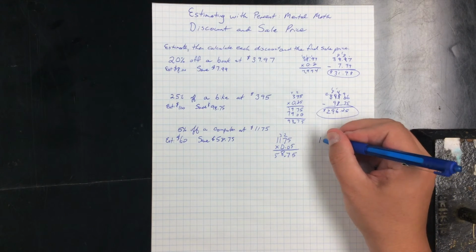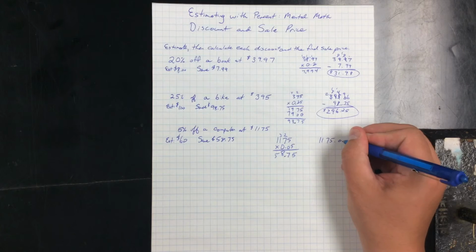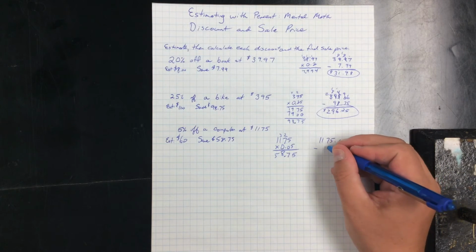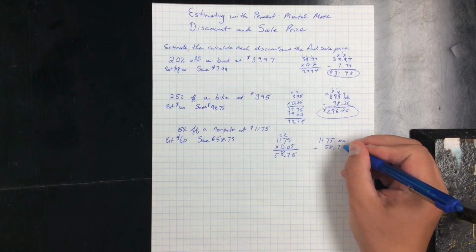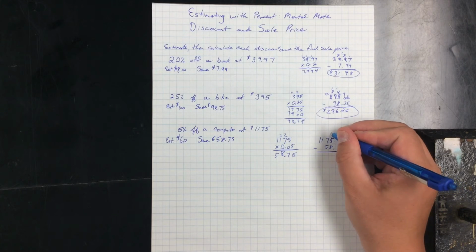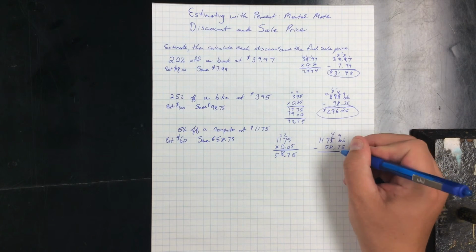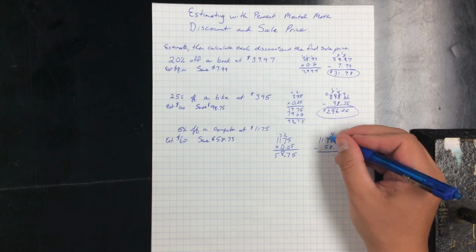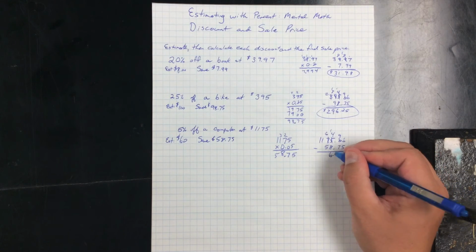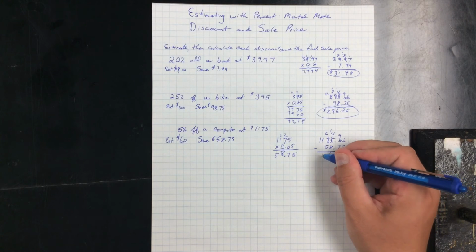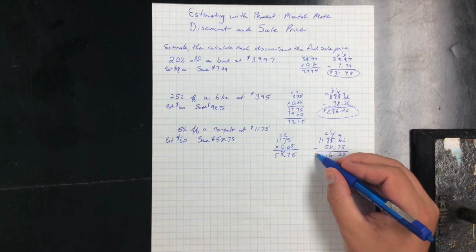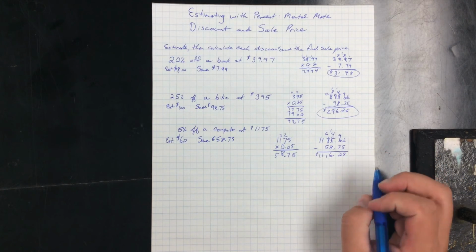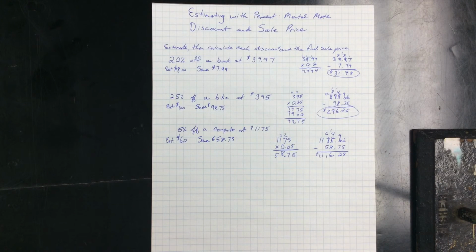And to find the actual price, 1175.00, subtract 58.75. You have to go all the way back here to borrow again. 8 doesn't go from 4, so borrow from here. That's a 6, 1, 1, 1. So it's going to be $1,116.25.